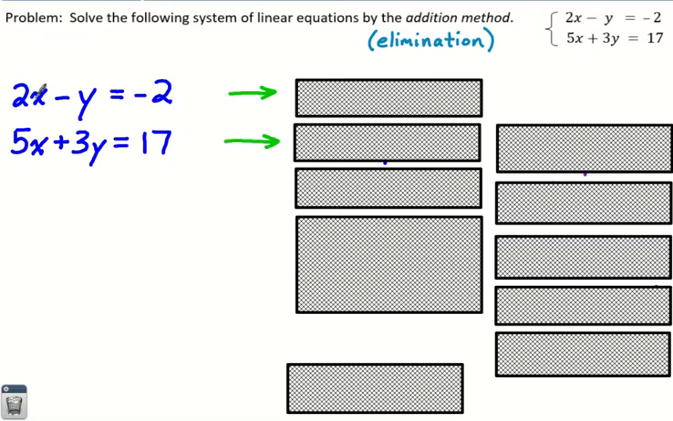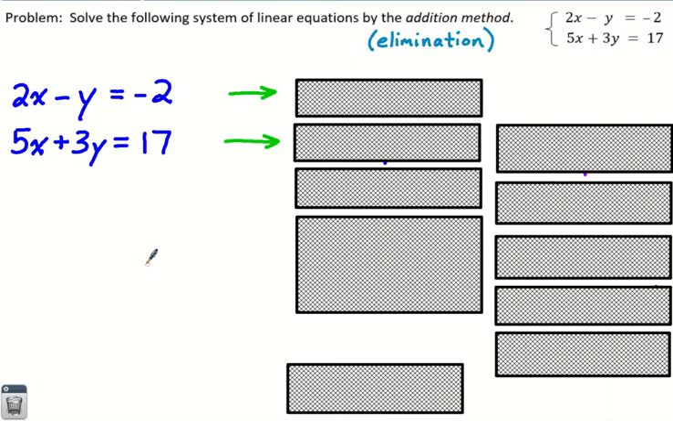Since 2x and 5x do not add up to 0, they're not opposites, and negative 1y and positive 3y also do not add up to 0, they're not opposites either, I have to make either the x's or the y's opposites. And the way you have to do that is by multiplying one of the equations or both of the equations. And you have to kind of create opposites.